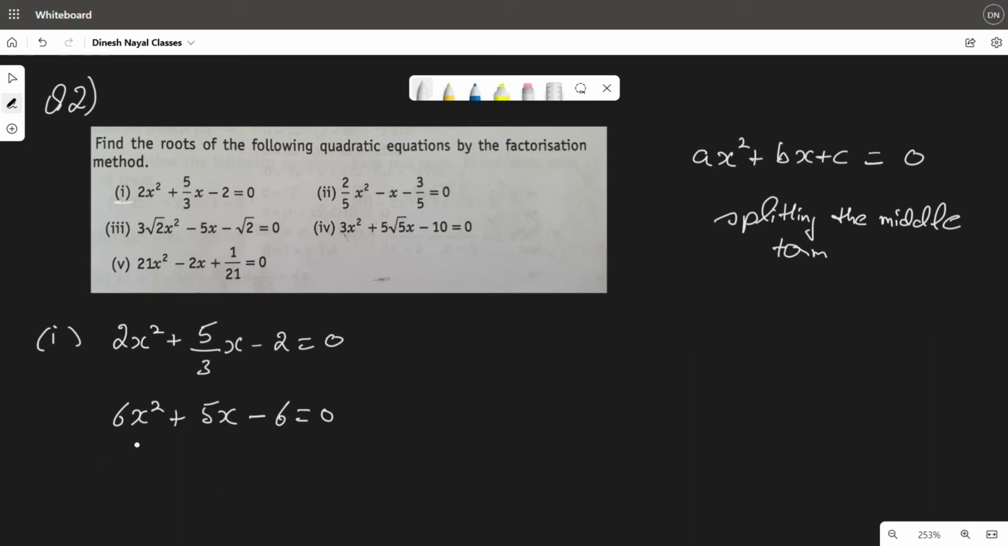See, what is the coefficient of x square, which is 6? Constant term is minus 6. So if you multiply the coefficient of x square by the constant term minus 6, we get minus 36. So we have to find two numbers whose product is minus 36 and sum is 5, which is the coefficient of x, plus 5. So how will you do it?